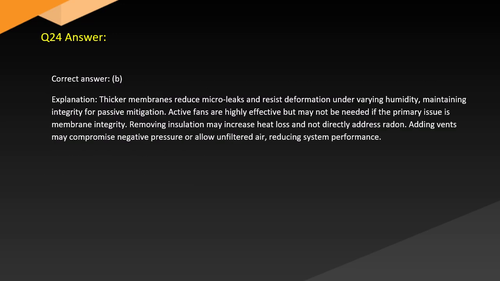Answer. Correct answer. B. Explanation. Thicker membranes reduce microleaks and resist deformation under varying humidity, maintaining integrity for passive mitigation. Active fans are highly effective but may not be needed if the primary issue is membrane integrity. Removing insulation may increase heat loss and not directly address radon. Adding vents may compromise negative pressure or allow unfiltered air, reducing system performance.